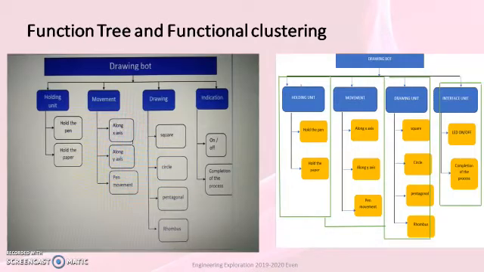Functional tree and functional clustering. There are mainly 4 functions: holding unit, movement, drawing, indication. In holding unit, hold the pen and hold the paper. In movement, along x-axis and y-axis, and pen movement. In drawing, square, circle, pentagon, etc. Indication, on and off process, and completion of the process. On the right side, you can see functional clustering.